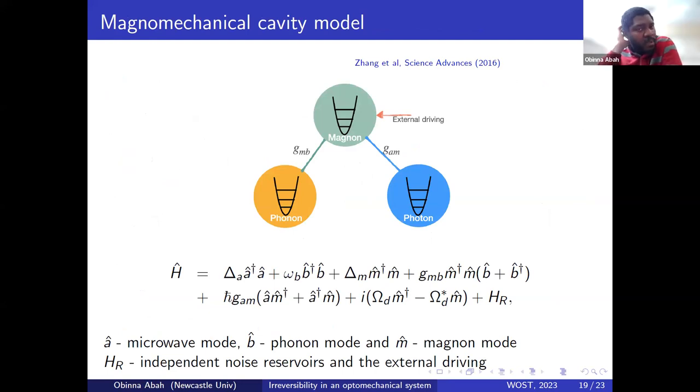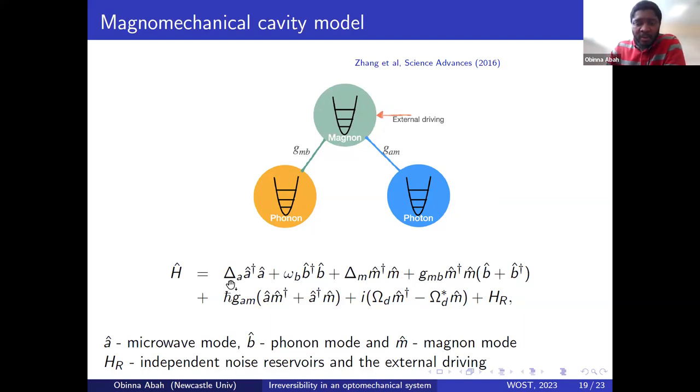Yeah, it's okay. So then we further look at a situation where we have a different kind of system, this magno-mechanical cavity model. To give you a pictorial understanding, it has phonons coupled to the magnon, and the magnon is also coupled to photons. There is some driving excitation of the magnon mode, which in principle can be tuned to go beyond just being a beam splitter to some other kind of coupling. And the third term here is the coupling between the phonon mode and the magnon.